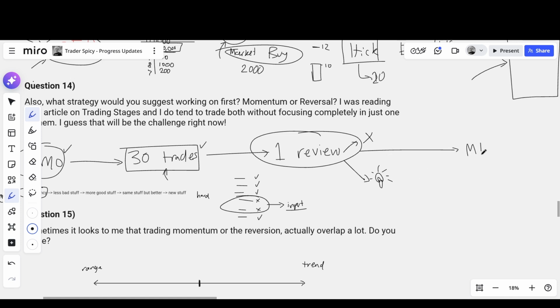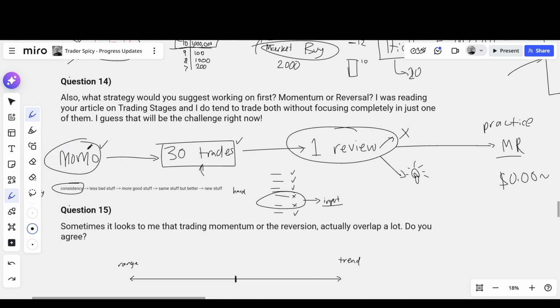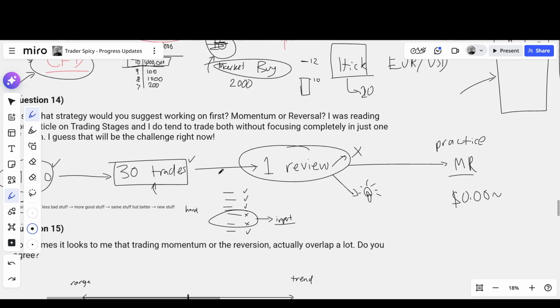Then you can add in mean reversion, but just for practice. You don't have to go gung-ho and risk a whole bunch when you just introduce mean reversion. You can actually risk as close to zero as possible, just for the sake of collecting the trade screenshots, and that's it. You're not trying to win money. You're not trying to become profitable with mean reversion straight away. It's just practice. You're just trying to get data. You're just practicing while still learning momentum. That's really it.